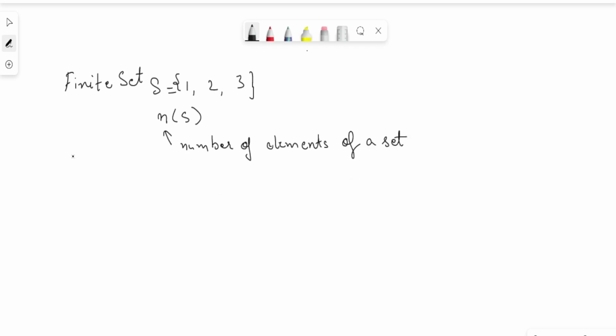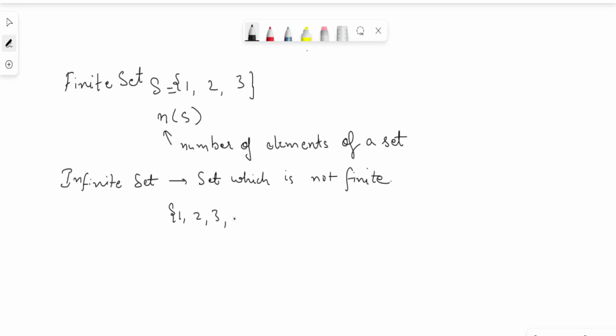An infinite set is a set which is not finite, correct? For example, I can talk about 1, 2, 3, and how do you represent it? You have to write a few elements of the set followed by 3 dots, correct? So this is how you represent an infinite set.